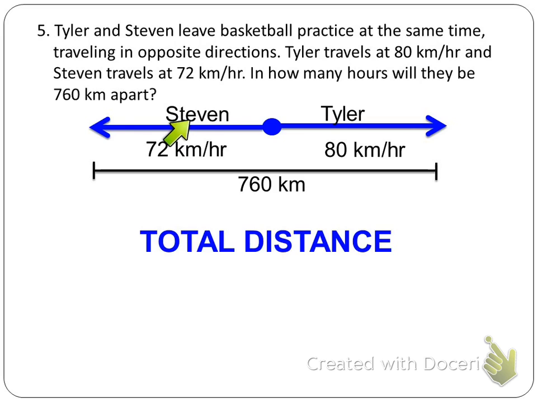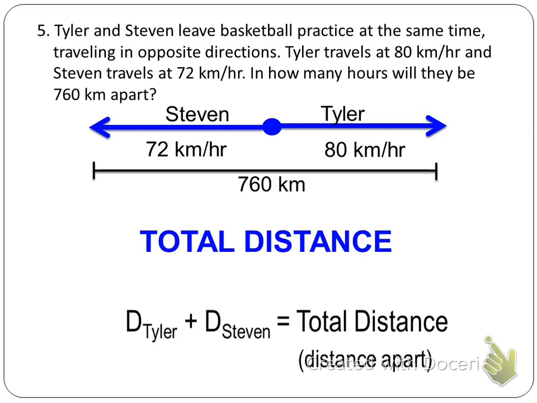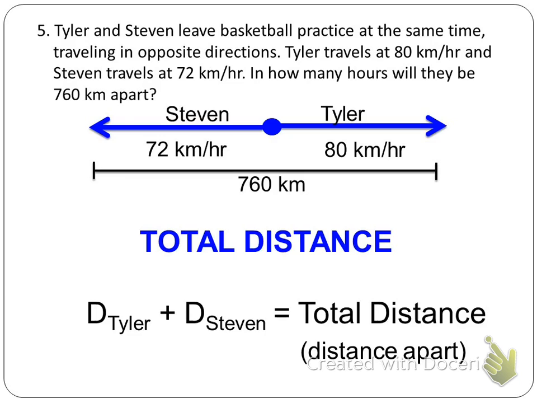What do you think I'm going to do with each of their distances to find the total? Yes, you're going to make a variable for time. So add them. Yeah, so we're going to end up adding Steven and Tyler's distances to equal 760. That's going to be the game plan. Okay? So D Tyler, that stands for the distance of Tyler, plus the distance of Steven is the total distance that they are apart.